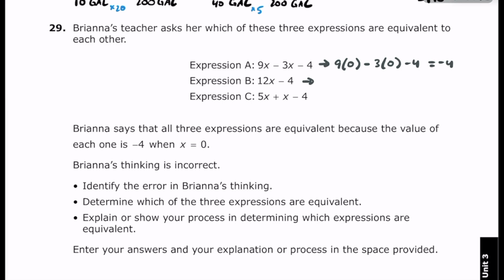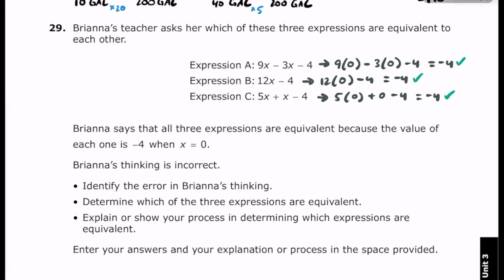And this next one, this would be 12 times 0 minus 4. Now 12 times 0 is just 0, so 0 minus 4 is negative 4 here. And for this third one, this would be 5 times 0 plus 0 minus 4. Well, this ends up just being 0 plus 0, which is 0, and 0 minus 4 is negative 4. So you can see here that, yeah, these are all negative 4 if x was 0.